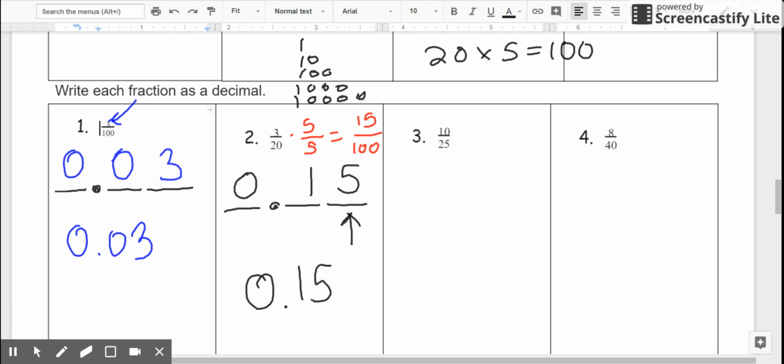If you feel comfortable trying 3 and 4 on your own, please pause the video now to try them. If not, I'll work through them with you right now.